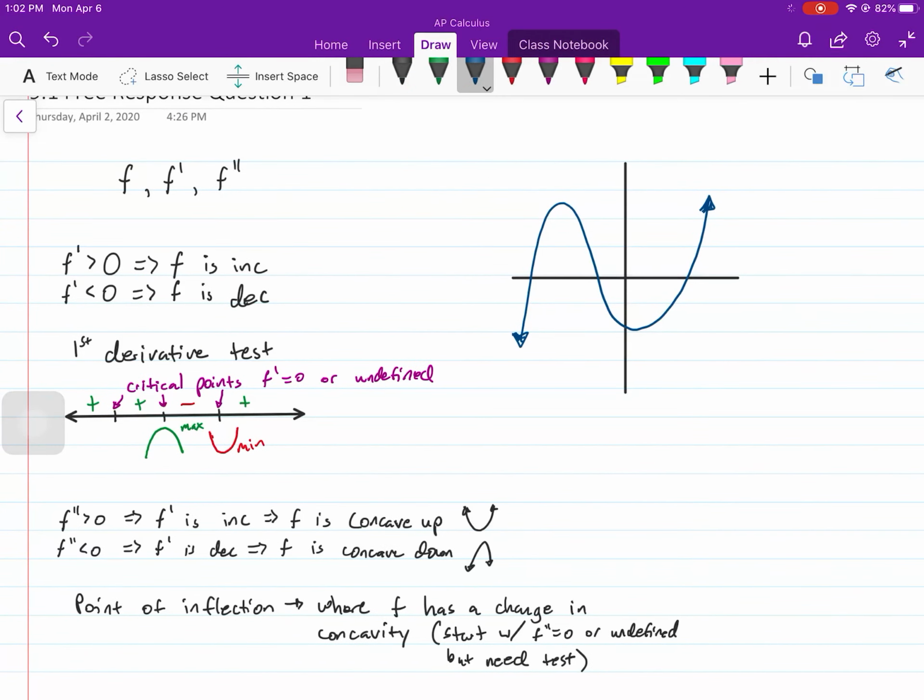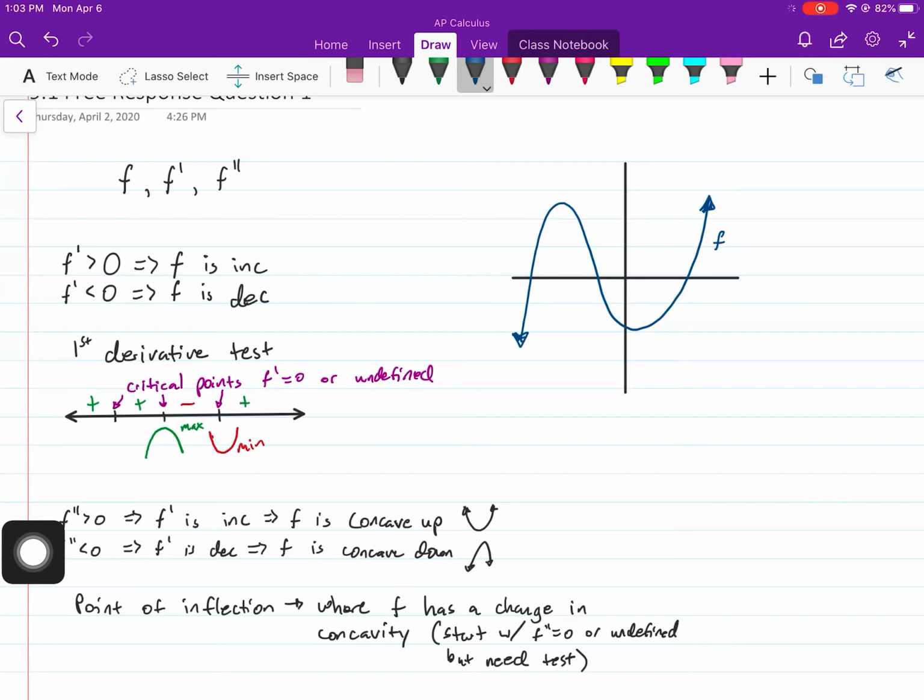If this was just the graph of f, and you want to know where f is increasing or decreasing, we'll just look at the graph. Right here it's increasing because it's going up. Right here it's decreasing because it's going down. Right there it's increasing because it's going up. So just look at the graph. Concave down, we got our sad face. Concave up, we got our happy face. That's for the graph of f.